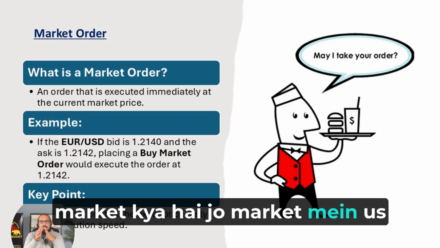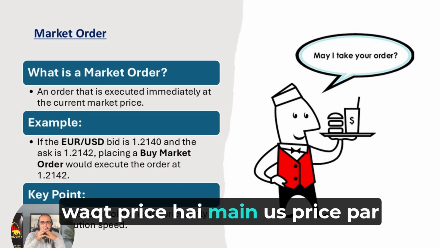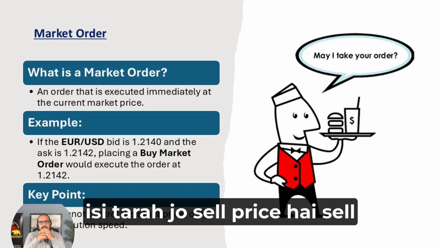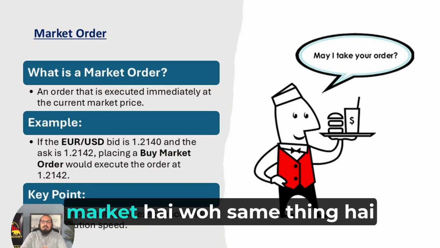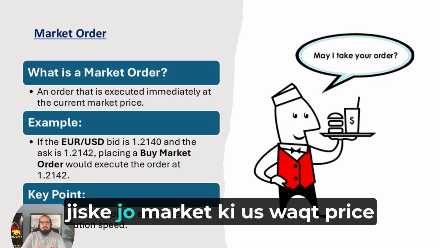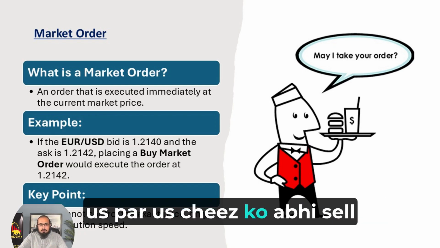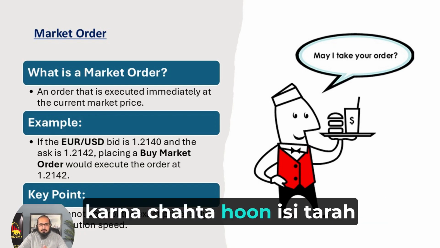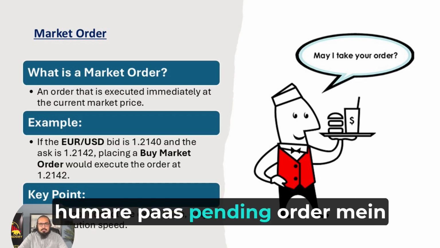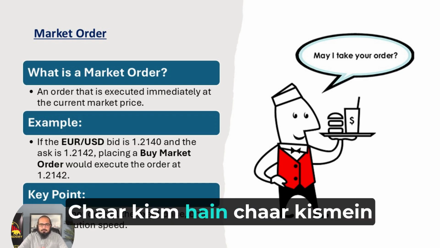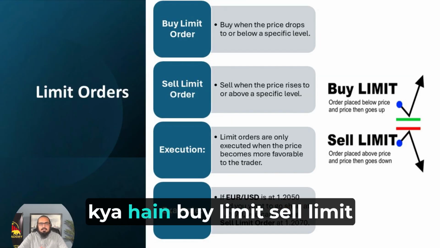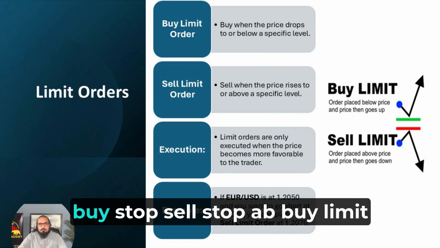Buy market means that the current price in the market is the price at which I want to buy right now. Similarly, the current price is the sell market. The same thing is just that the current market price, I want to sell at it as well. So similarly, we have four types in pending orders. What are the four types? Buy limit, sell limit, buy stop, sell stop.